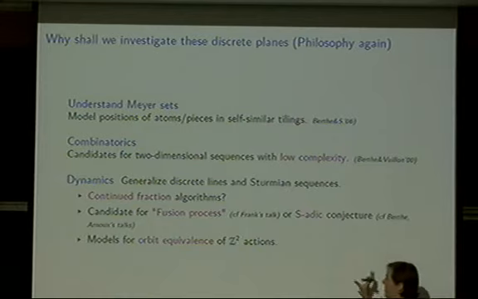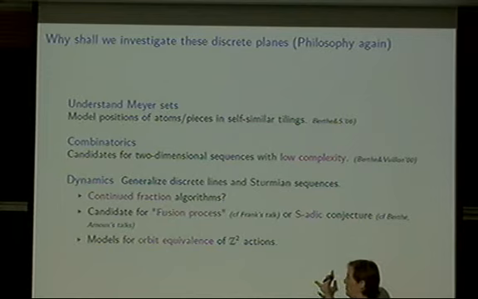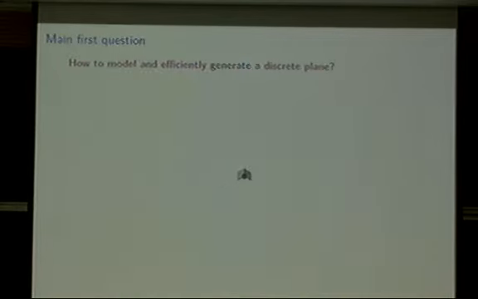So my purpose is to say we have these discrete planes, but we don't know them enough to exploit them, to take benefit of them. And we should do that in the future because they are a good model which is not enough investigated. We have to start from the beginning because we don't know many things about them. So the question is, how can we generate these discrete planes? We have this very general definition, but it's not enough.